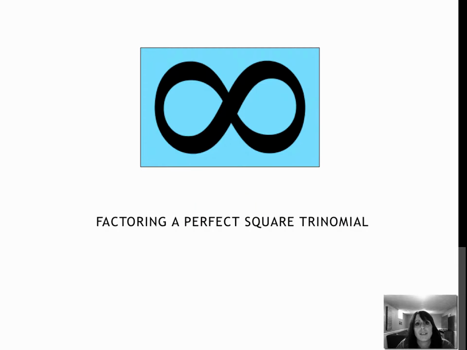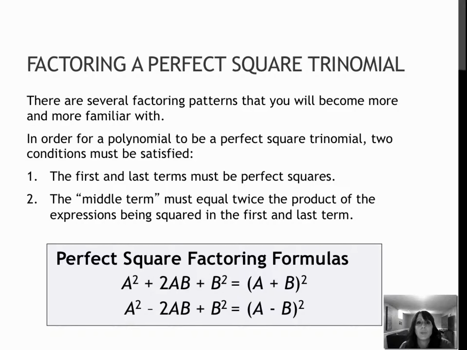The next three lessons are all different patterns that you might find as you are factoring. The first of those is the perfect square trinomial. It's called that because when we factor it, it factors into the same binomial 2 times, and so we can write it as that binomial squared.